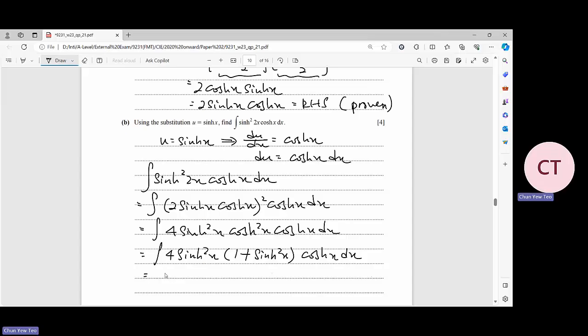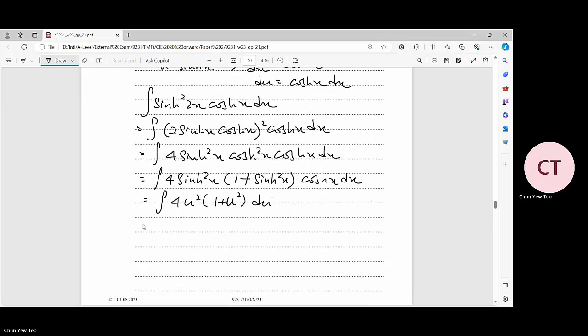So now we are ready to make this one become 4u square, 1 plus u square, and du. Now we can integrate the whole thing. So what you need to do is actually just expand them only. You get 4 over 3 u power 3 plus 4 over 5 of u power 5 plus c. Change the u become sinh. Then you get this result back.